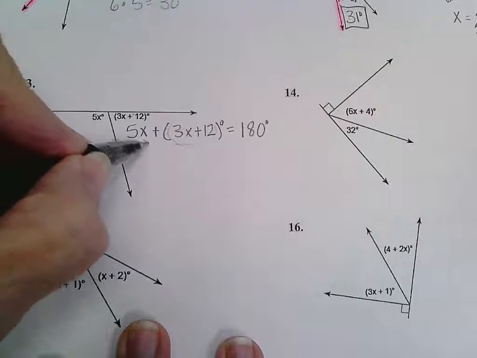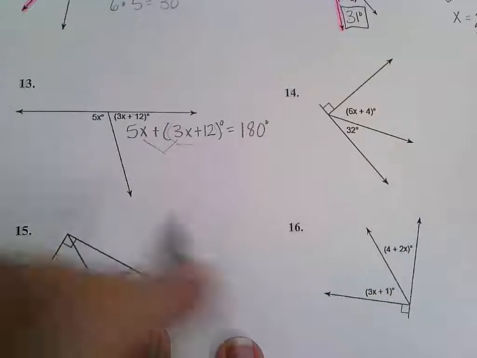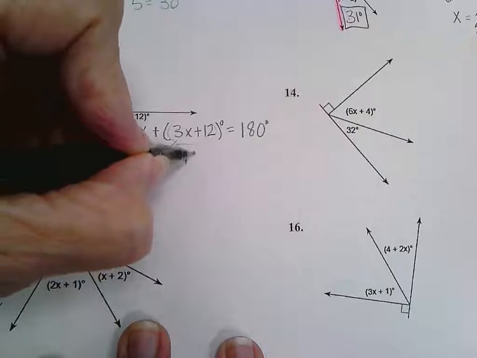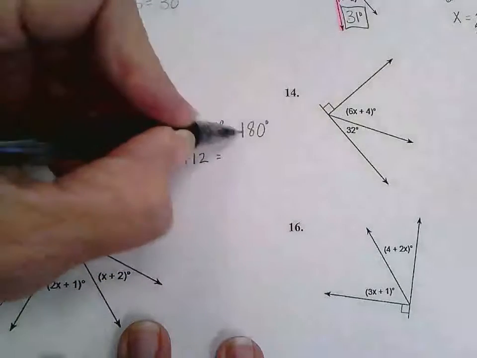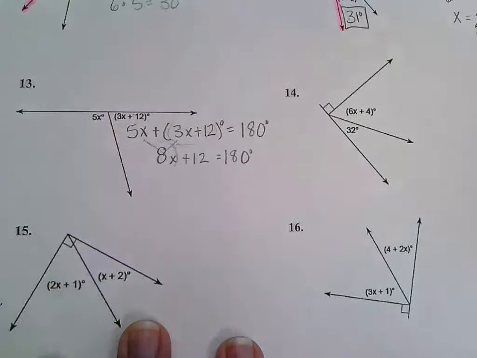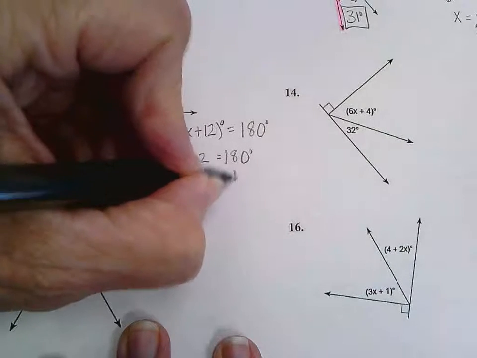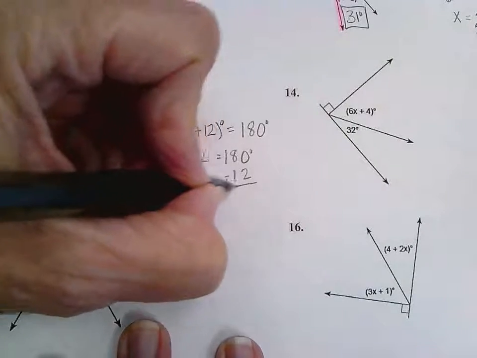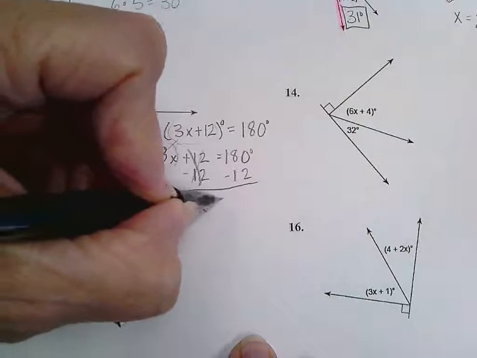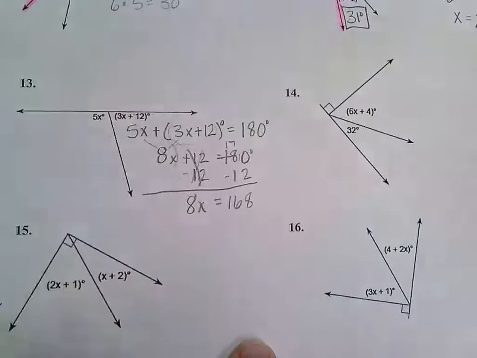So what I'm going to do is combine the things that are similar. I'm going to combine my x's. 5x and 3x is going to give me 8x plus 12 is equal to 180. And now I want to just have my x's on the left-hand side. So I'm going to subtract out my 12 from both sides. And when I do that, these are gone, and I'm just left with 8x. And over here, I'm going to have 168.